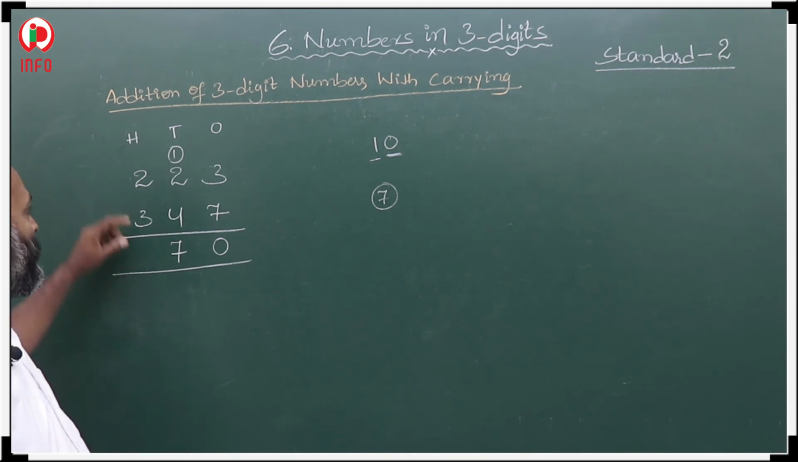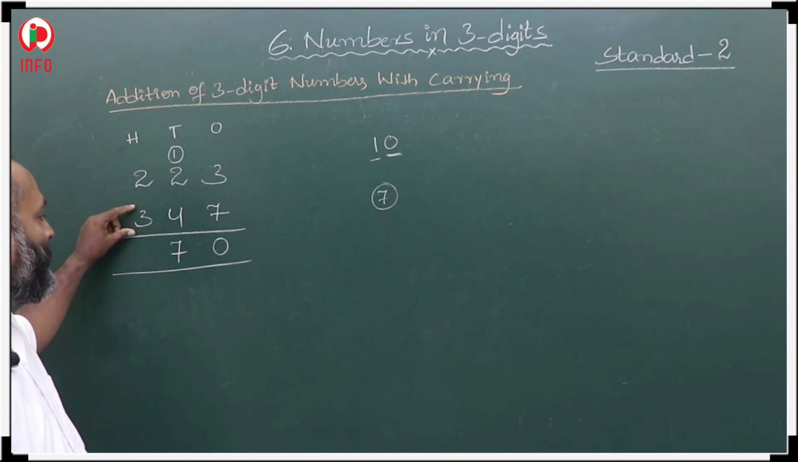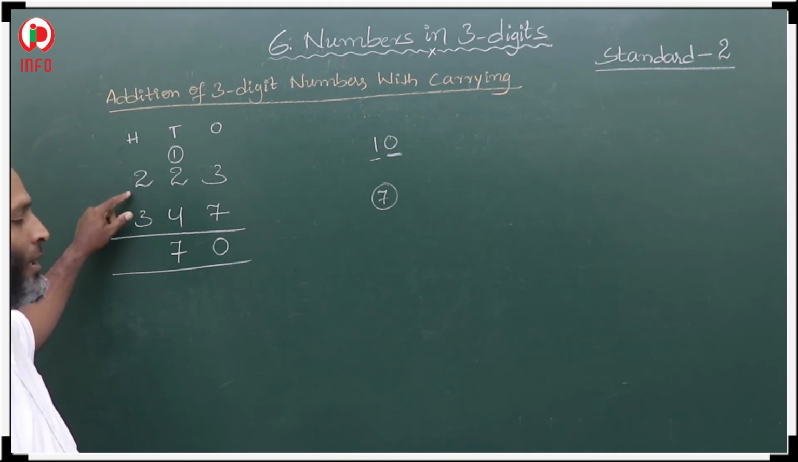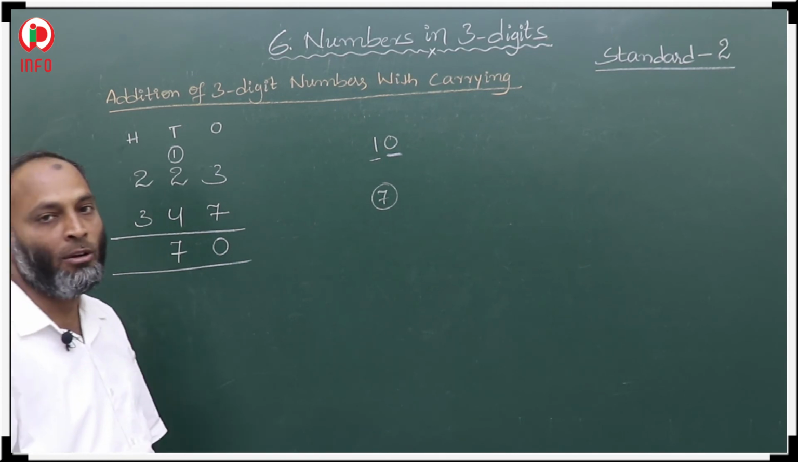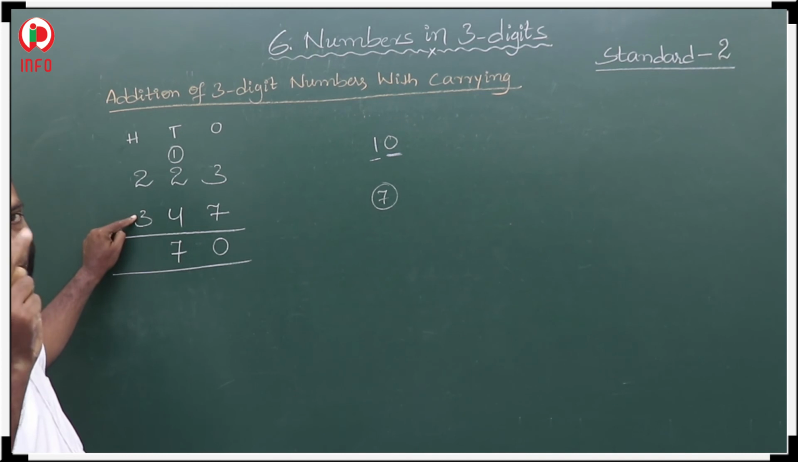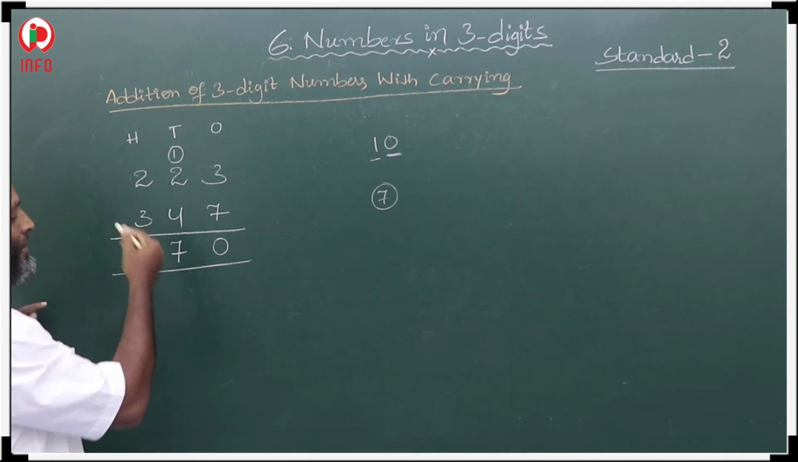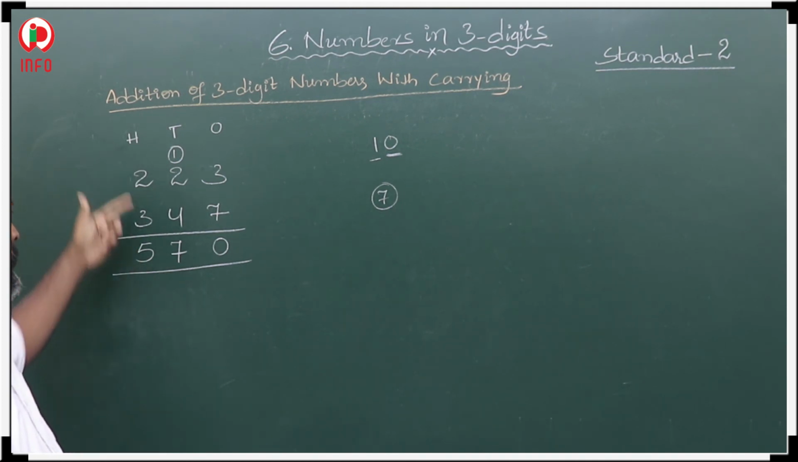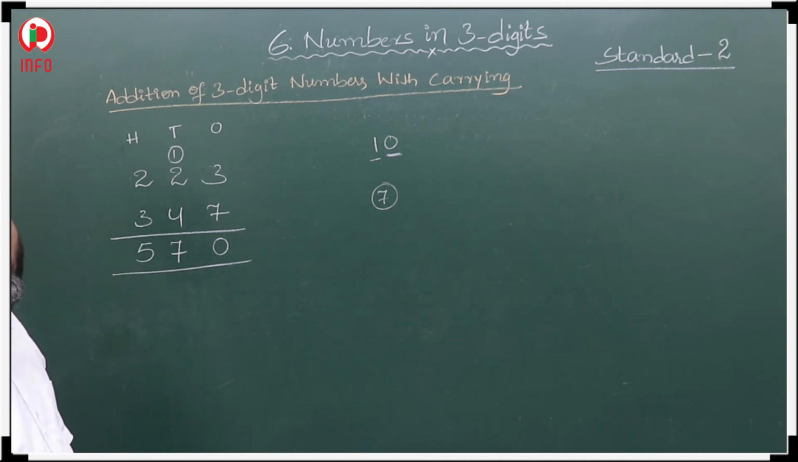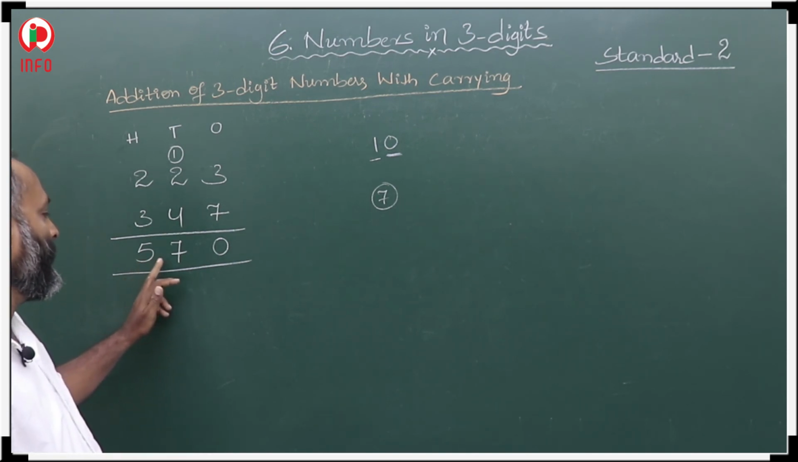Then after that, hundreds column. So we have to add hundreds column. What is there in hundreds column? 3 and 2. 3 plus 2, how much? 3. And after add 2, 4, 5. 5. 5 is also a single digit that we have to keep in hundreds column. That we have to write in hundreds column. Then what is the sum?